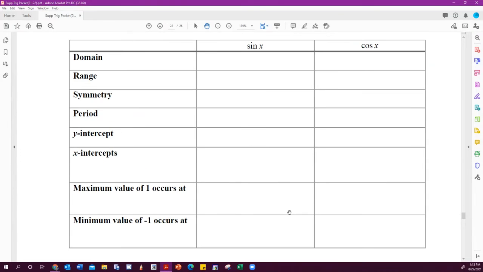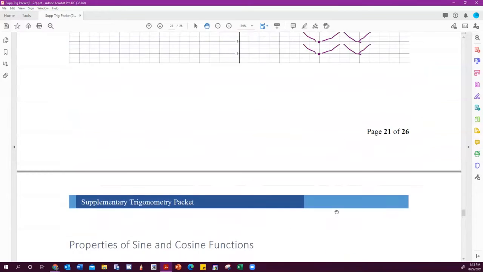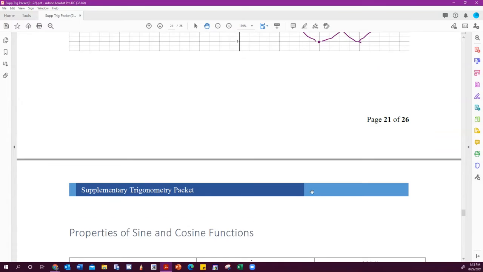Okay, let's remind ourselves of these properties of these two functions. So the domain of sine and cosine were both negative infinity to infinity. The ranges were both negative 1 to 1. We saw that in the picture, by the way, because we could see that the picture of those two trig functions only goes up to 1 and down to negative 1.